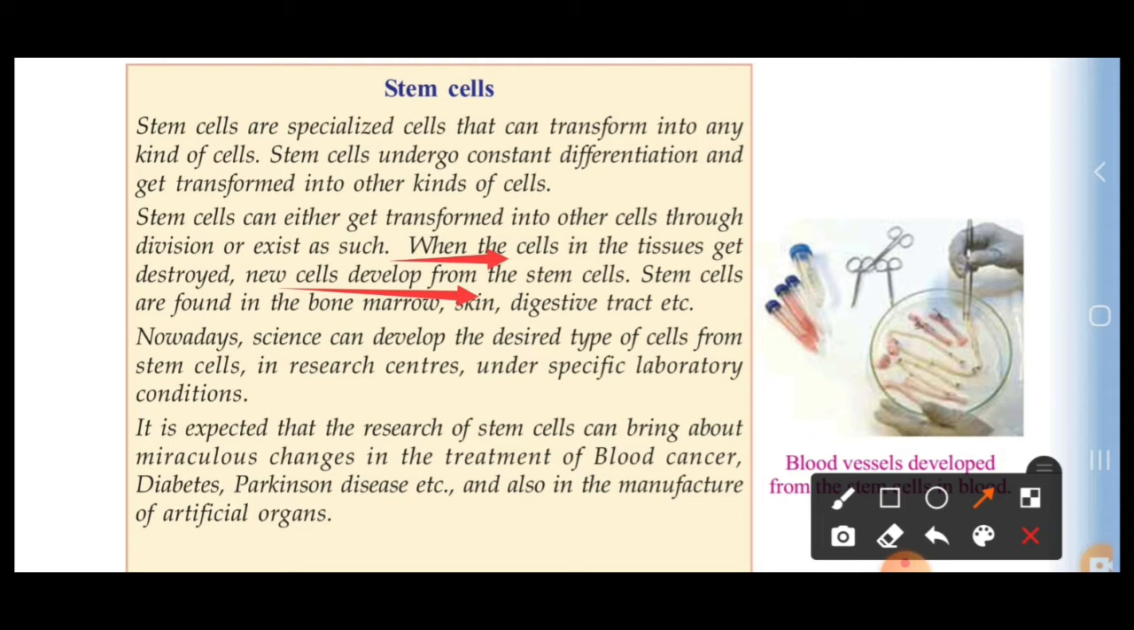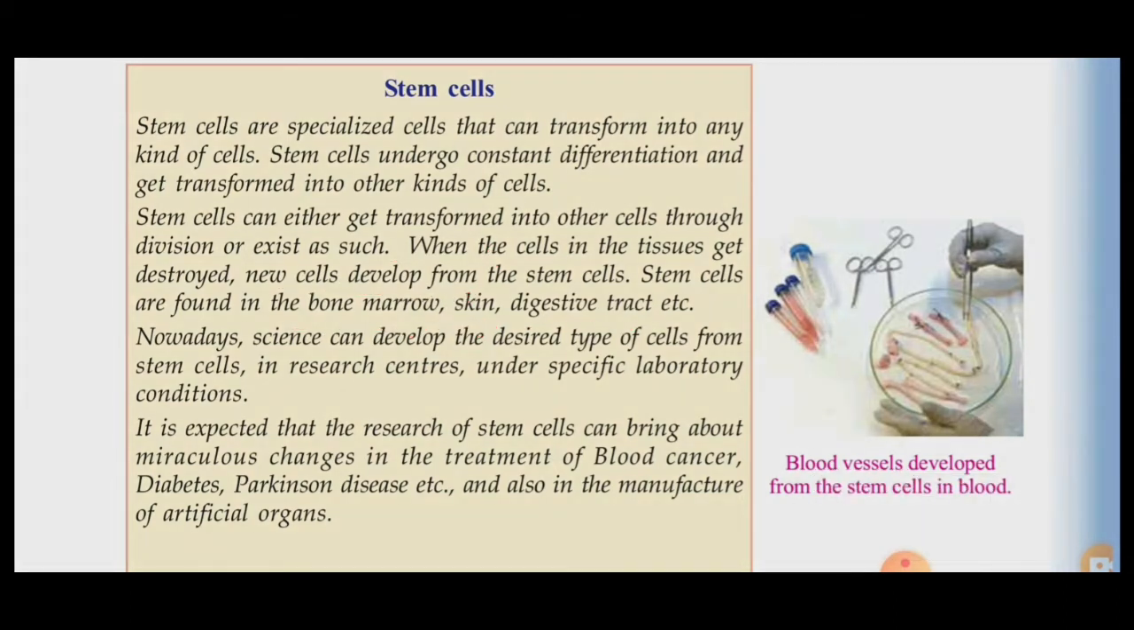Stem cells are found in the bone marrow, skin, and digestive tract. In these parts they are seen. Digestive tract means the part related to digestion of food materials. Bone marrow means the tissue inside the bone. The stem cells are seen there, and from there new cells are formed.